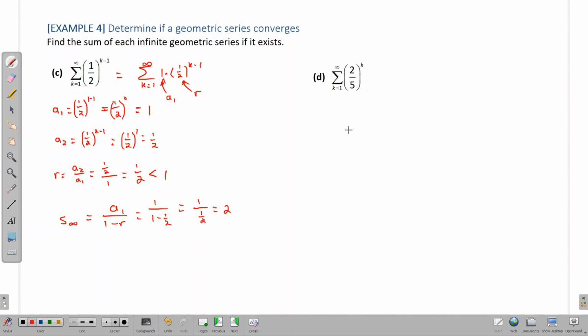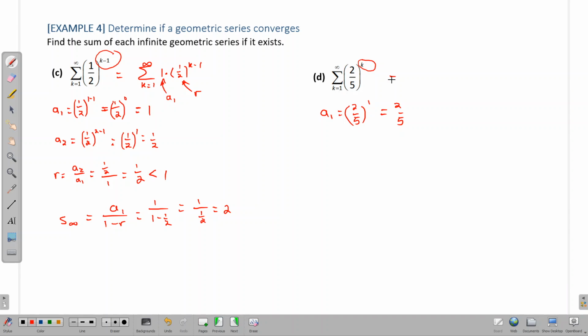Okay, last one. It looks almost exactly like the previous one, but there is one big difference, and it is right there. So that does impact it. What ends up happening is the r value is still going to be 2/5. That's not the problem. The problem is the a1 value. If we plug 1 in, the bottom index is 1, plug it in, you get 2/5 to the first power, which is just 2/5. So the a1 is not 1 like the previous one because of that exponent.